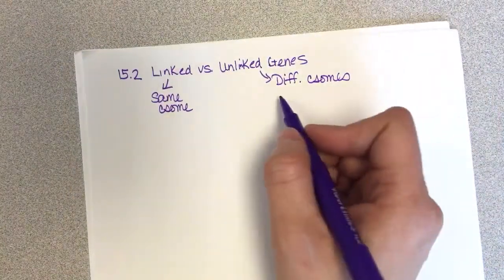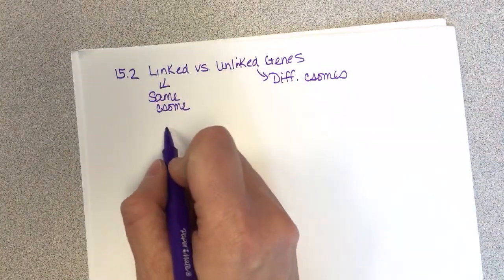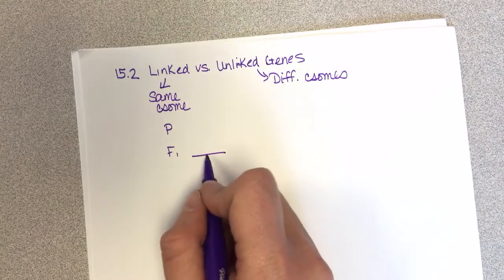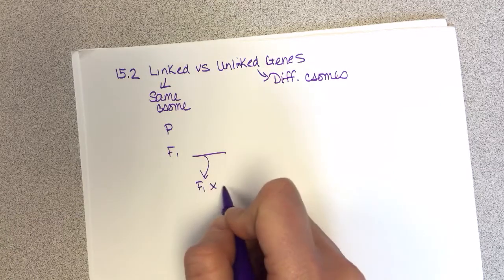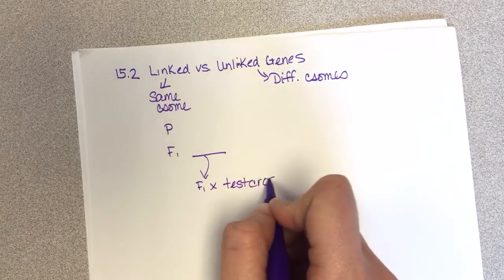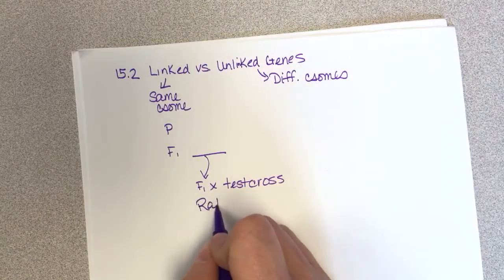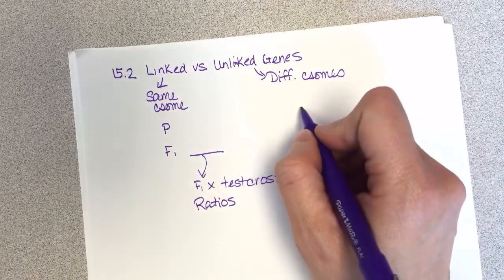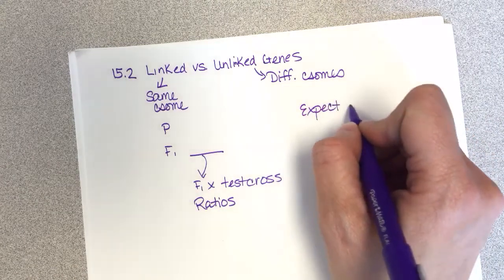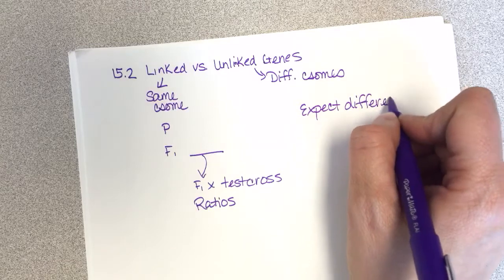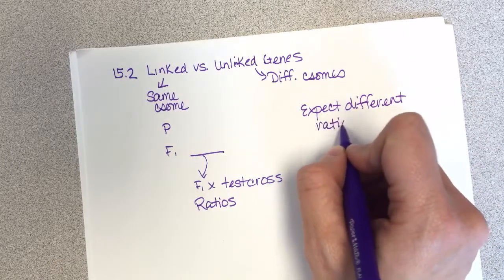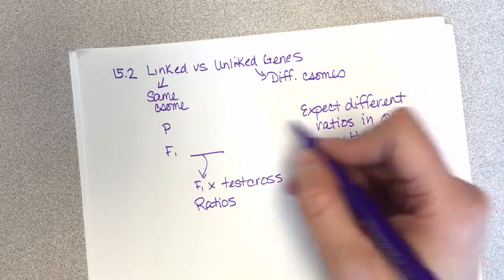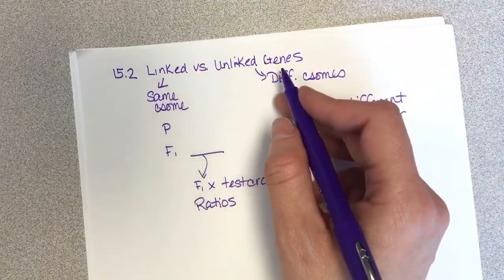And so if they're linked or unlinked, when you do crosses, like I had you do the P, then the F1 generation, and then I had you take some of those kids and do a test cross and look at the ratios in the kids. And so if they're on the same versus different chromosomes, we're going to expect different ratios in our results. And so in analyzing those ratios, we can determine if they're linked or unlinked.